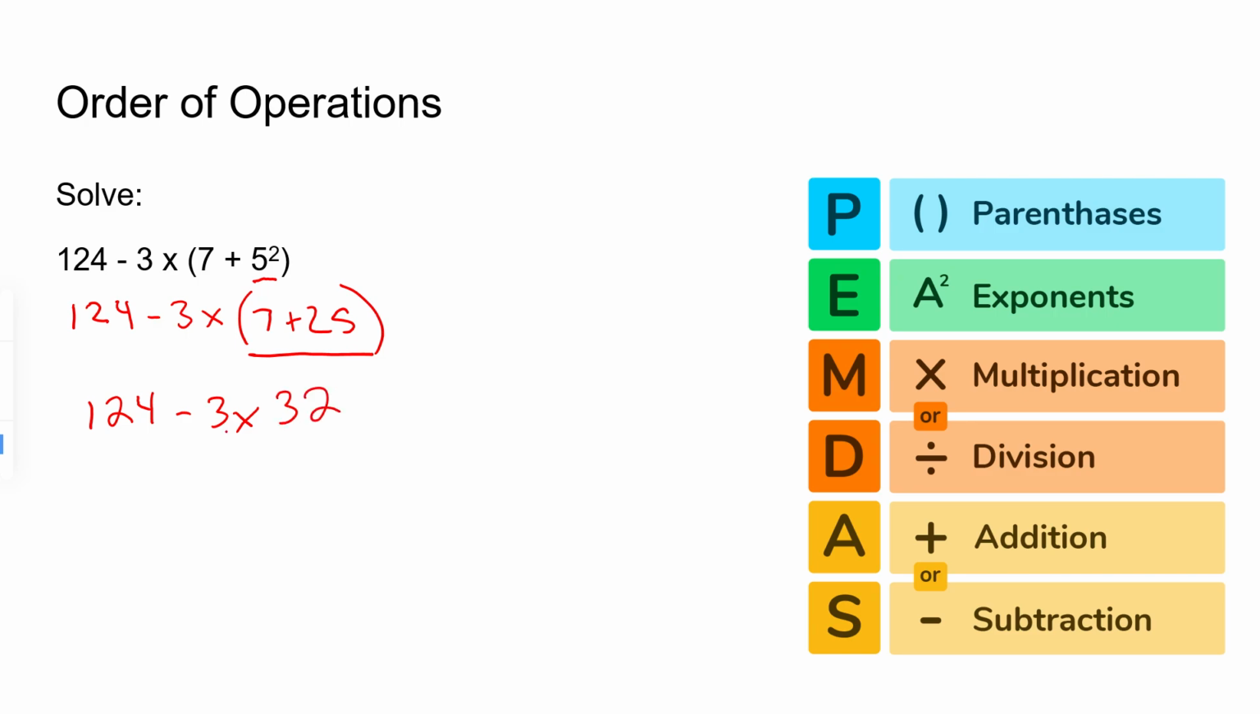Now we're going to do this multiplication problem. 3 times 32, 96. Now we're going to do the final problem here. And we get 28.